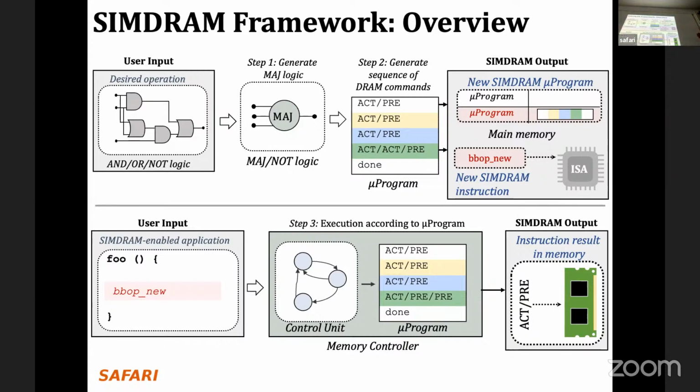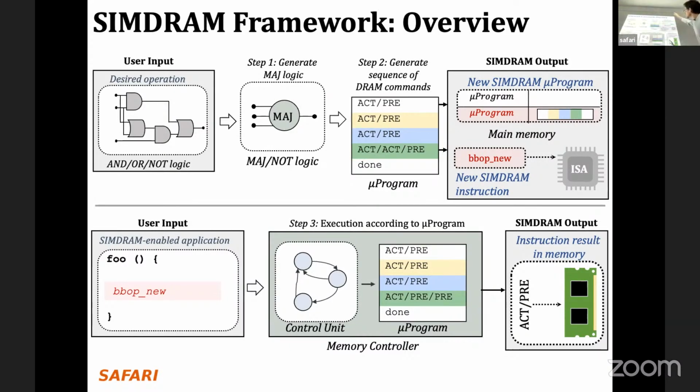And once we have that, we should be able to generate the sequence of DRAM commands. With one activate pre-charge, for example, we can perform a majority operation. With the first activate, we activate 3 rows at the same time. With the second activate, we copy the result to a new row. That's what Ambit proposes, and that's what we are using here.